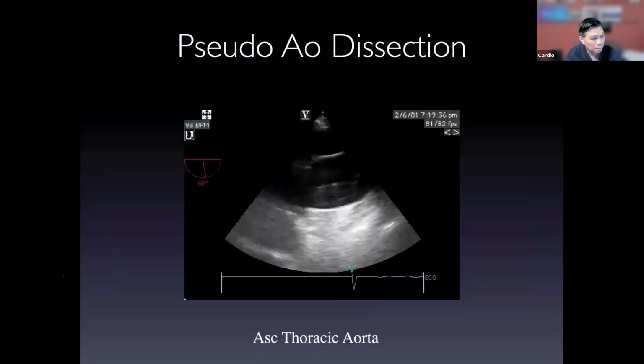Another method is putting color Doppler here. If you have color Doppler here, and it's a dissection flap, the flow should respect the artifacts.